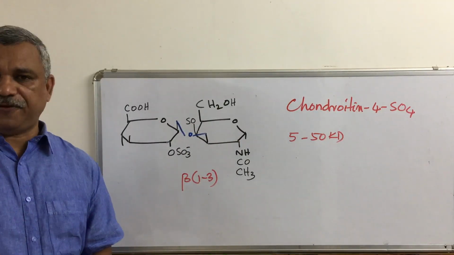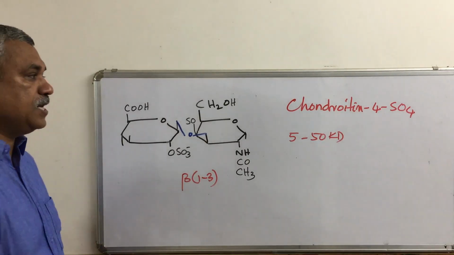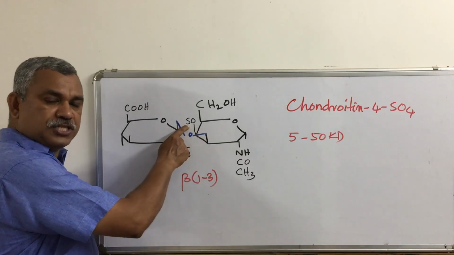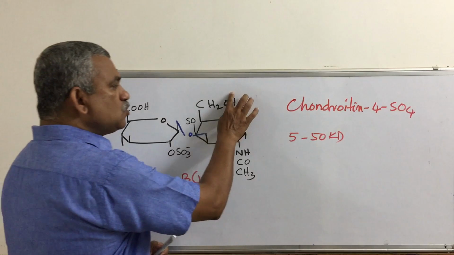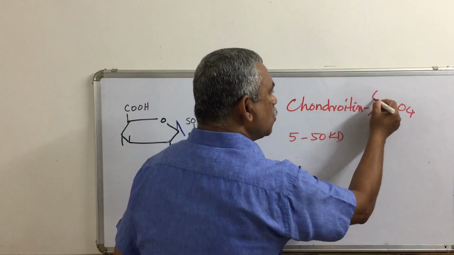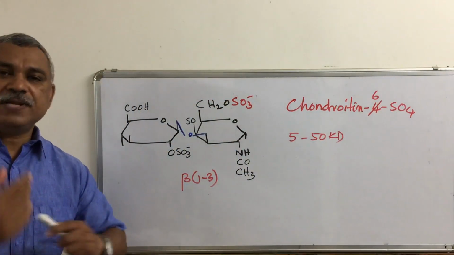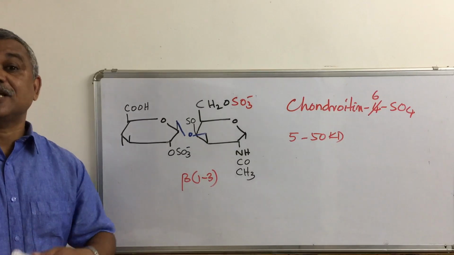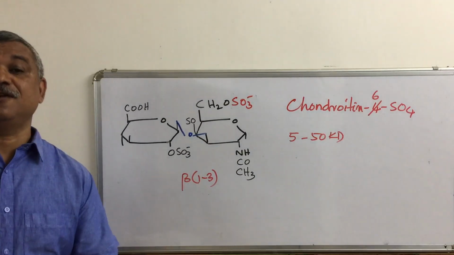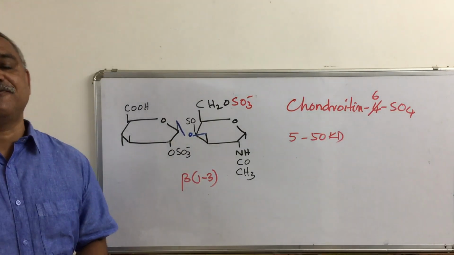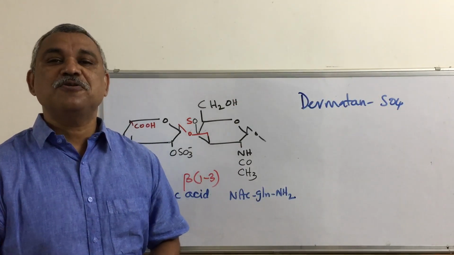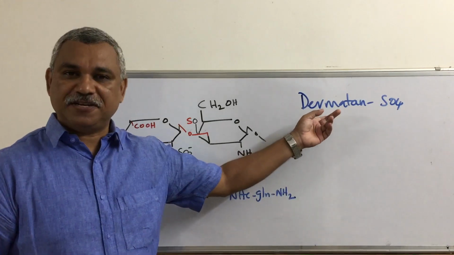Now there are varieties of chondroitin sulphate depending on where the sulfation occurs. This is in the 4th position if the sulfation has occurred. If it is occurring at the 6th position, a sulphate is added here. So that becomes chondroitin 6 sulphate. Similarly, there are chondroitin sulphate A, B, C, D, E, depending on where sulfation occurs; varieties of chondroitin sulfates have been identified. Another glycosaminoglycan which we are going to discuss today is dermatin sulphate.